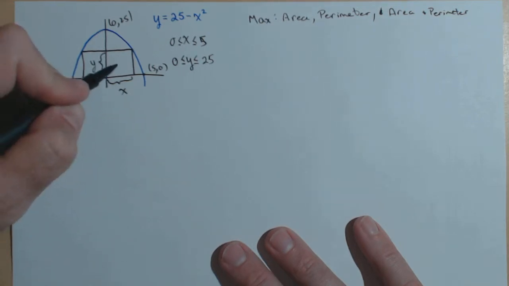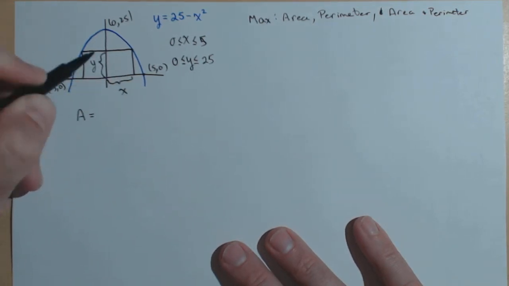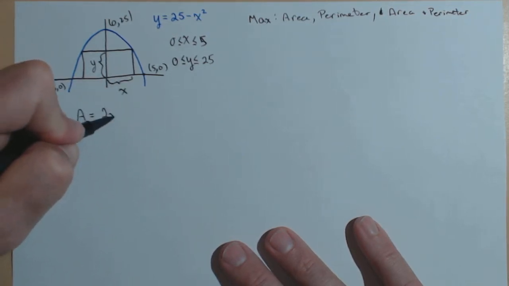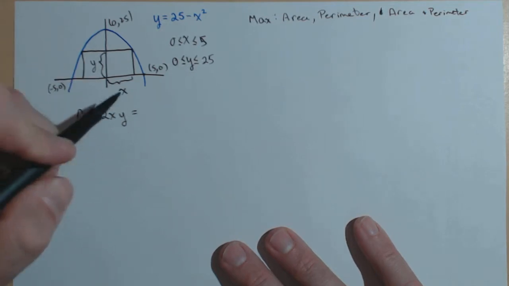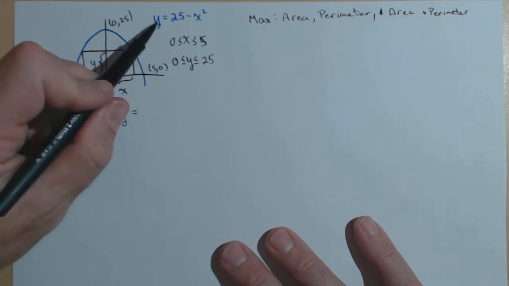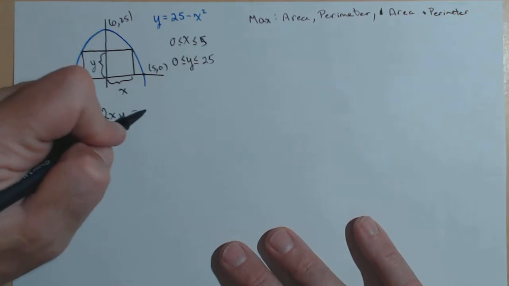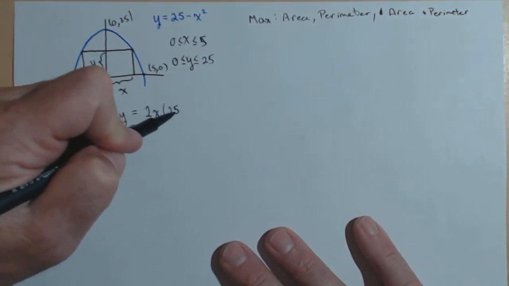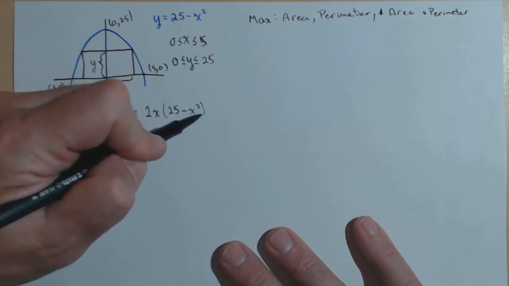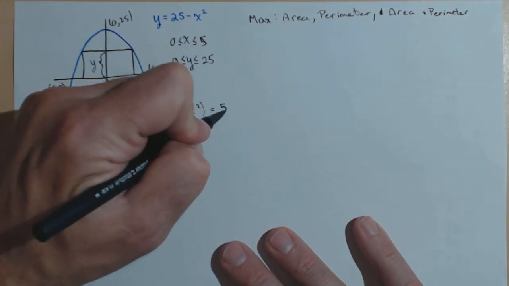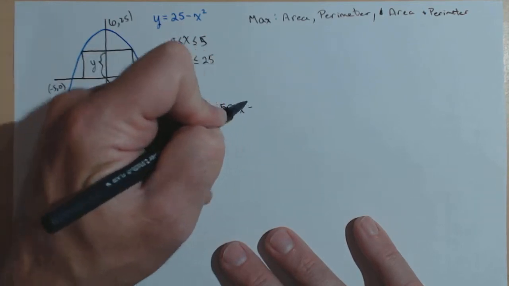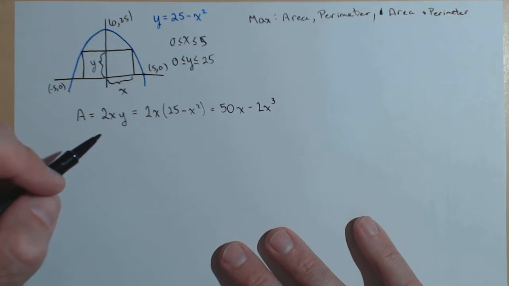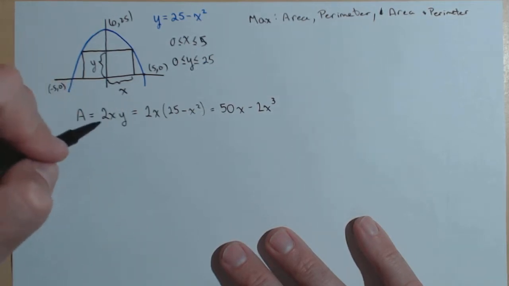So first thing, the area of this rectangle we're going to maximize. This is x plus another x, so the width is 2x times the height, which is y. We have two variables there, but we have a constraint between x and y. So we're doing constrained optimization: 2x times (25 minus x squared) equals 50x minus 2x cubed. Alright, so now we're going to do the derivative and see what we got.